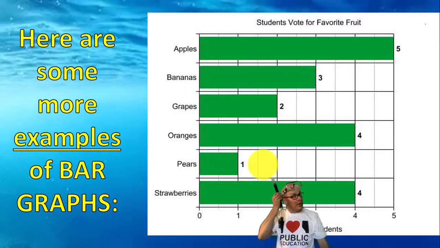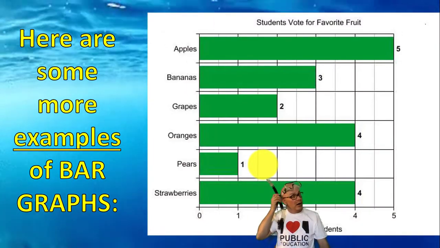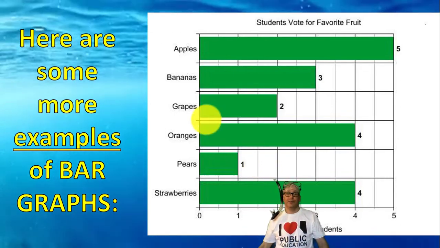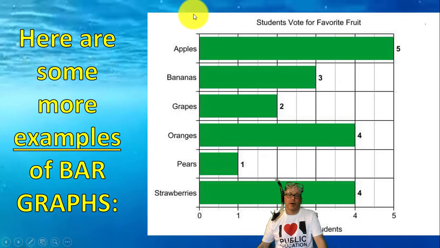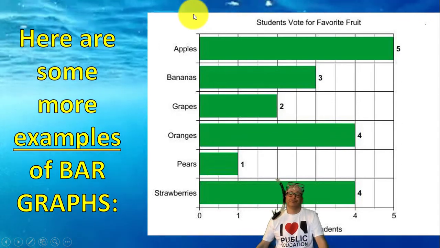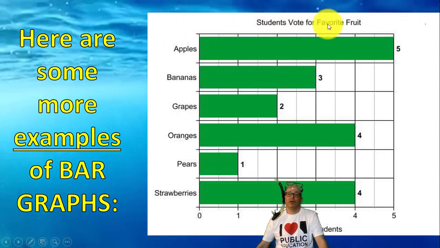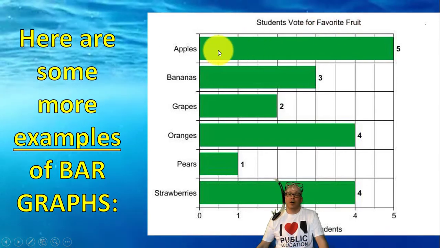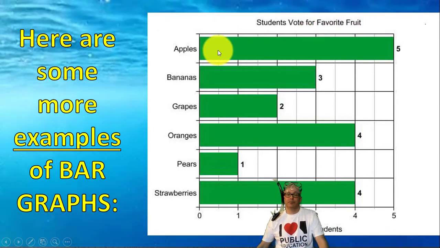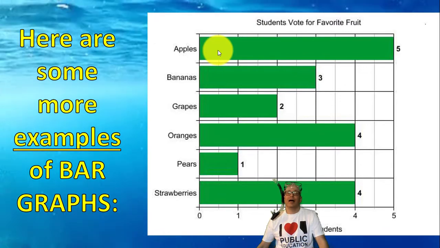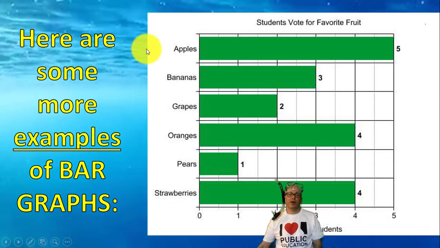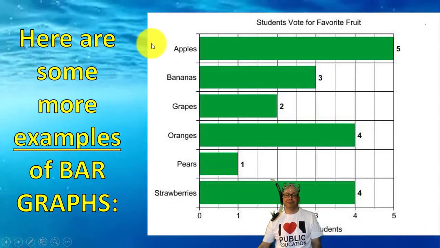Here are some more examples of bar charts. Okay, what's the title of this bar chart? Yeah, students vote for favorite fruit. Looks like how many bars are there in this bar chart? Yeah, there's 6. And do you notice something? What's different about this bar chart than the other bar chart?